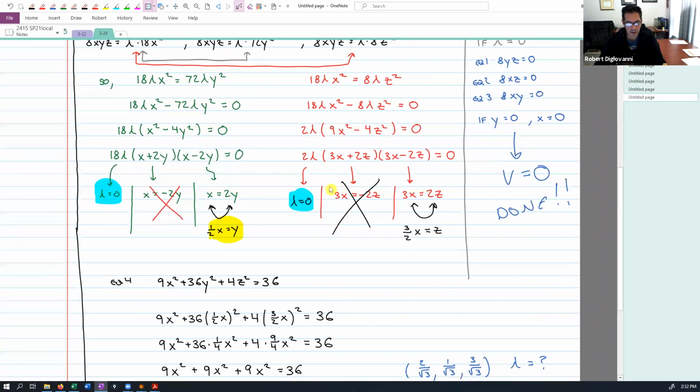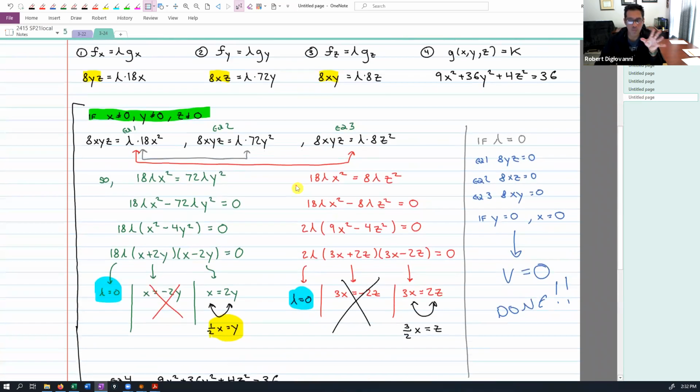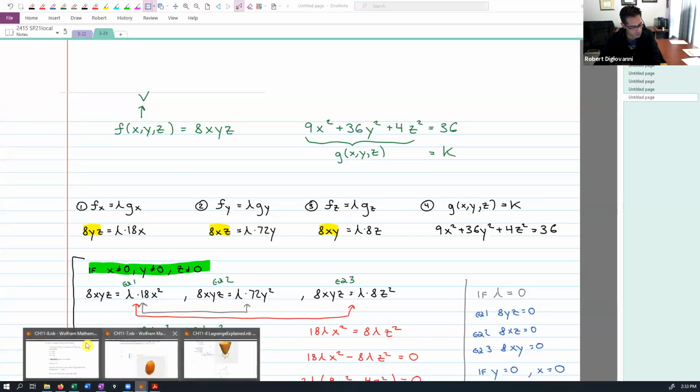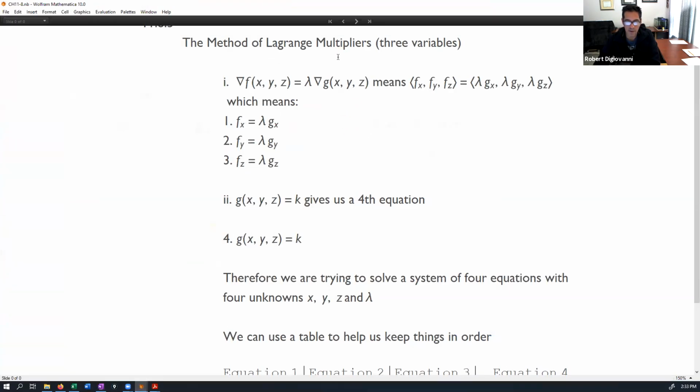Would you agree that there's only a few places in the entire problem where we actually take derivatives? I mean, all of this is algebra, really. The only part that requires the differentiation is right here on the gradients, setting up these 3 equations. Once you have those set up, you're good. All right, well, it's 2:33. Let's see where we are here in our notes. So if we have 3 variables, we set up these 4 equations and we can do it.